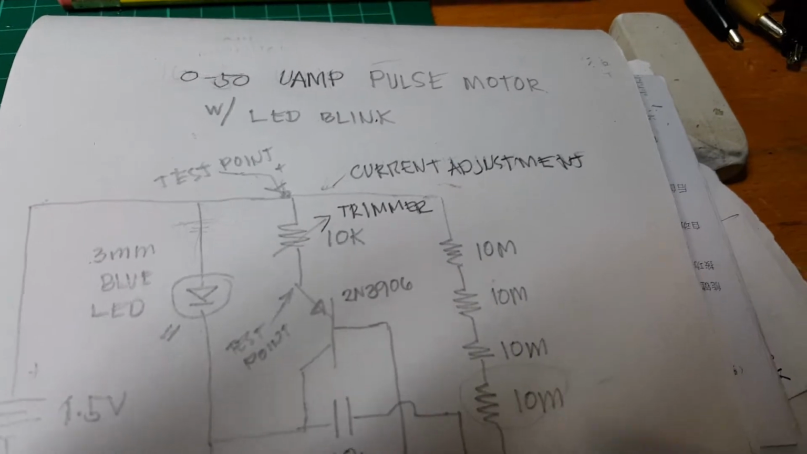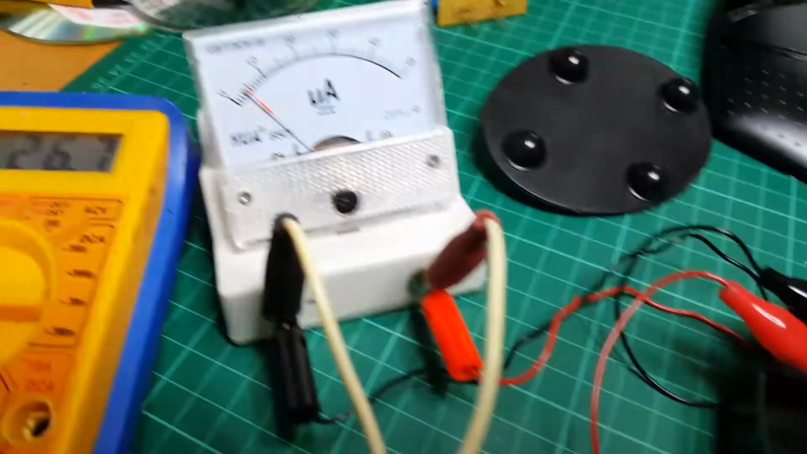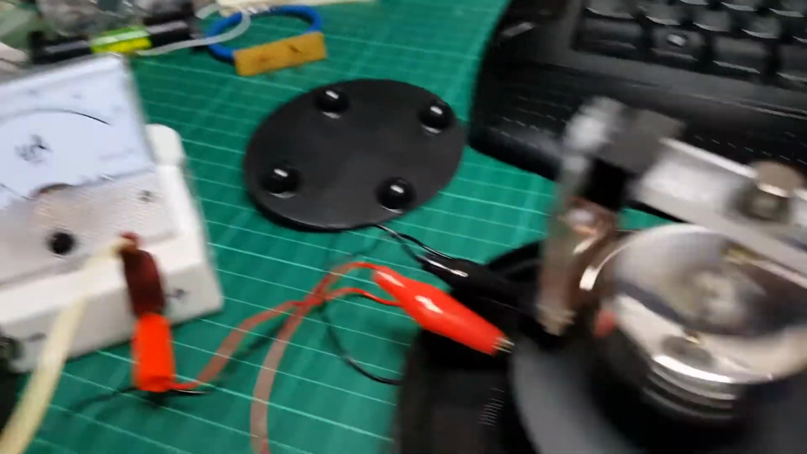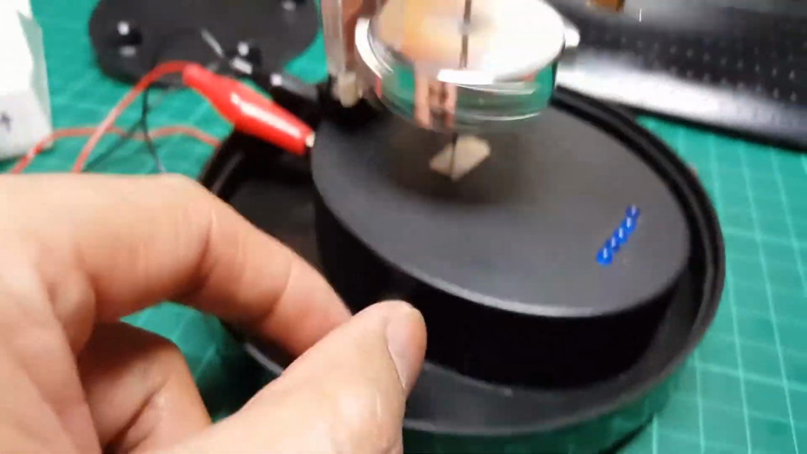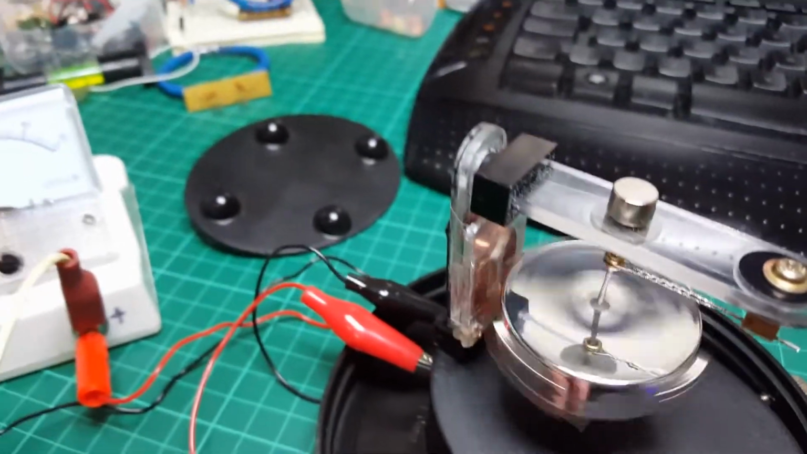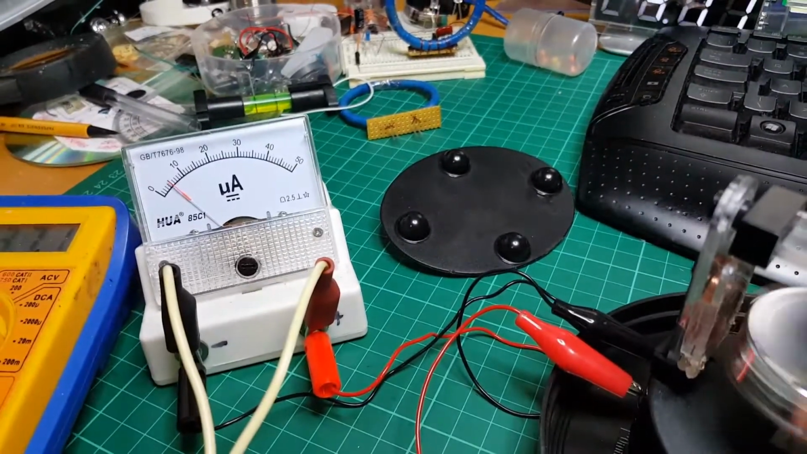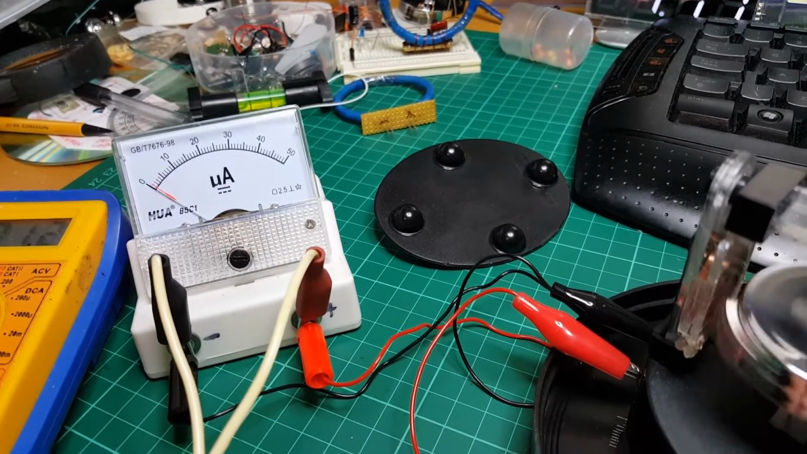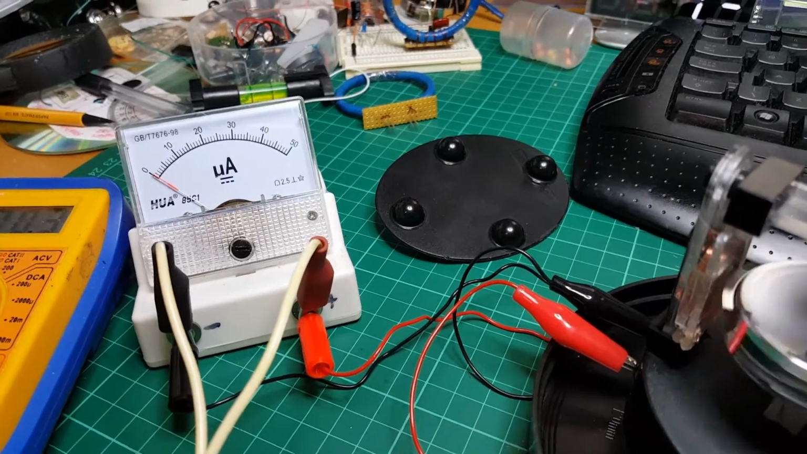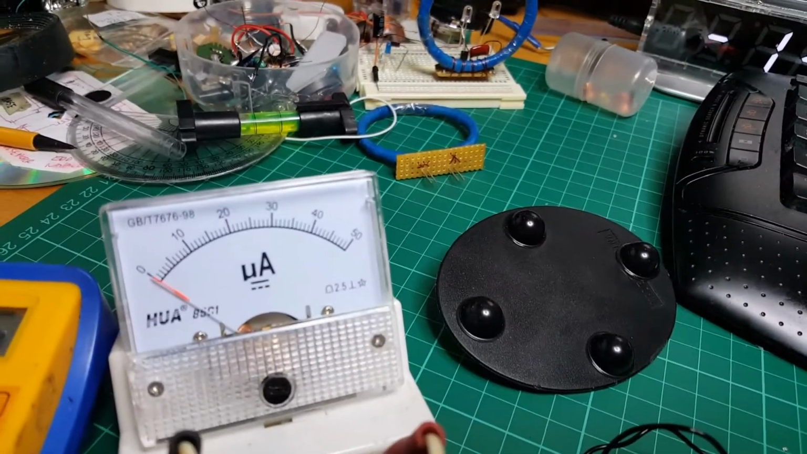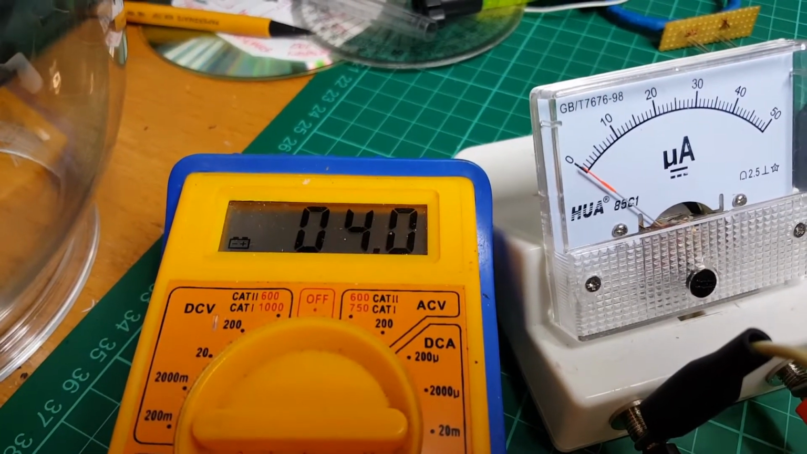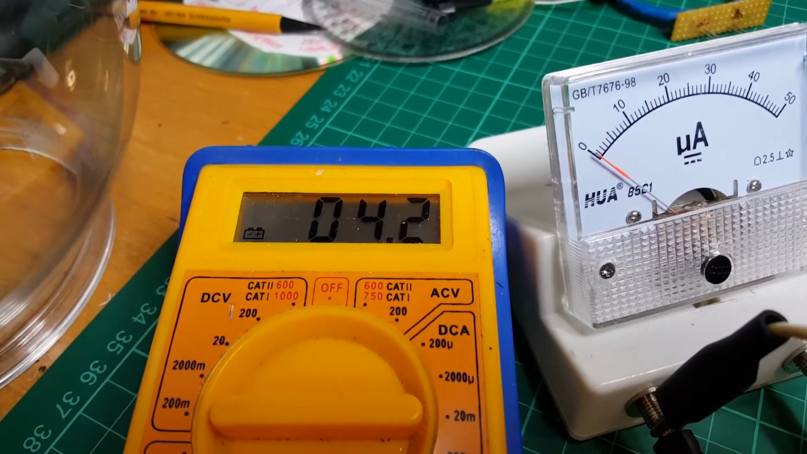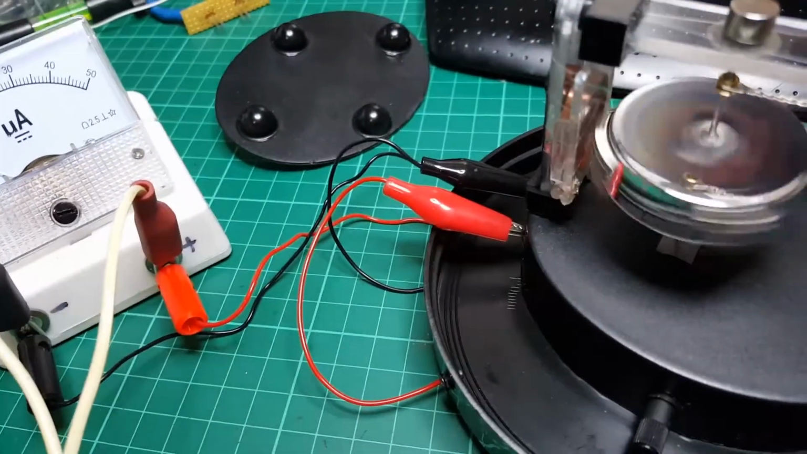Okay, there you go. I just want to go back to under 1 microamp. That speed, look at that. There you go. That pulsing about 4 or 5 millivolts.